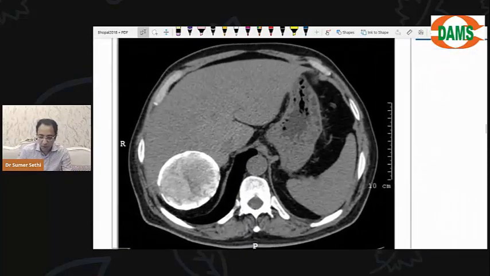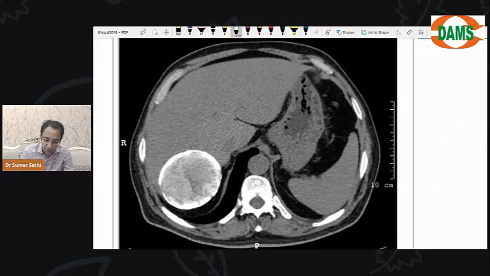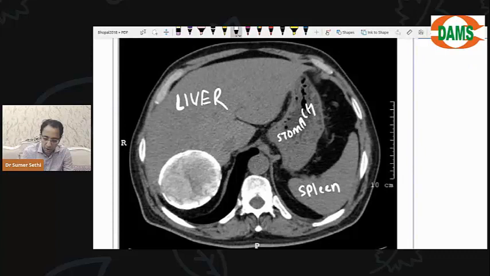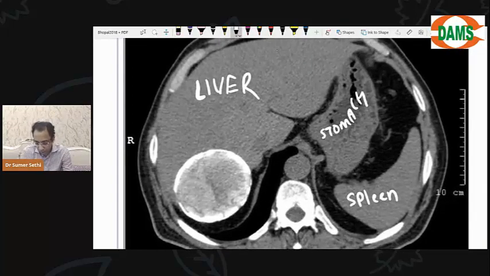Now see the next picture. Again, this is a previous NEET image. These are images which have been asked as it is from your workbook in the exam. This is liver. This is spleen. The structure that you see here is your stomach on a CT scan. This is your aorta.